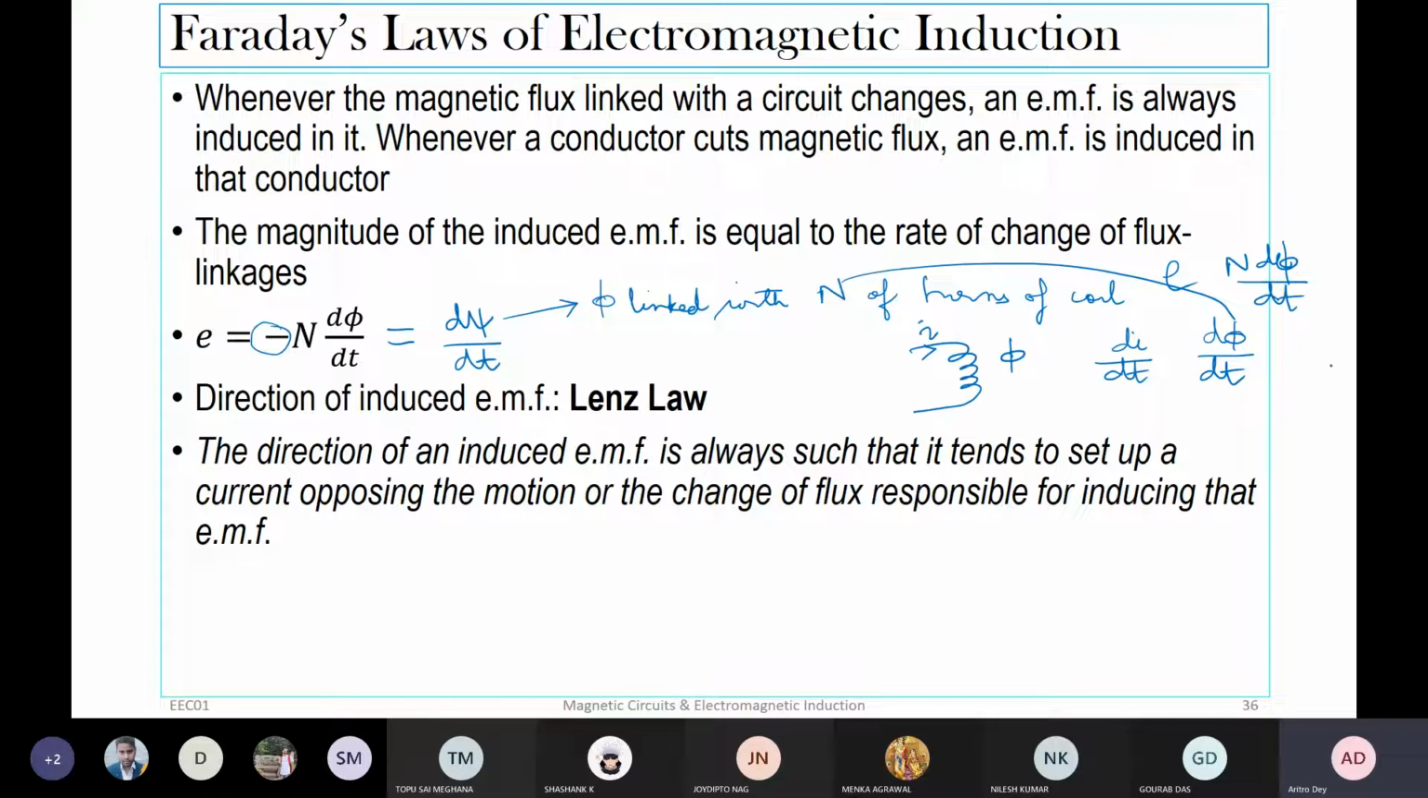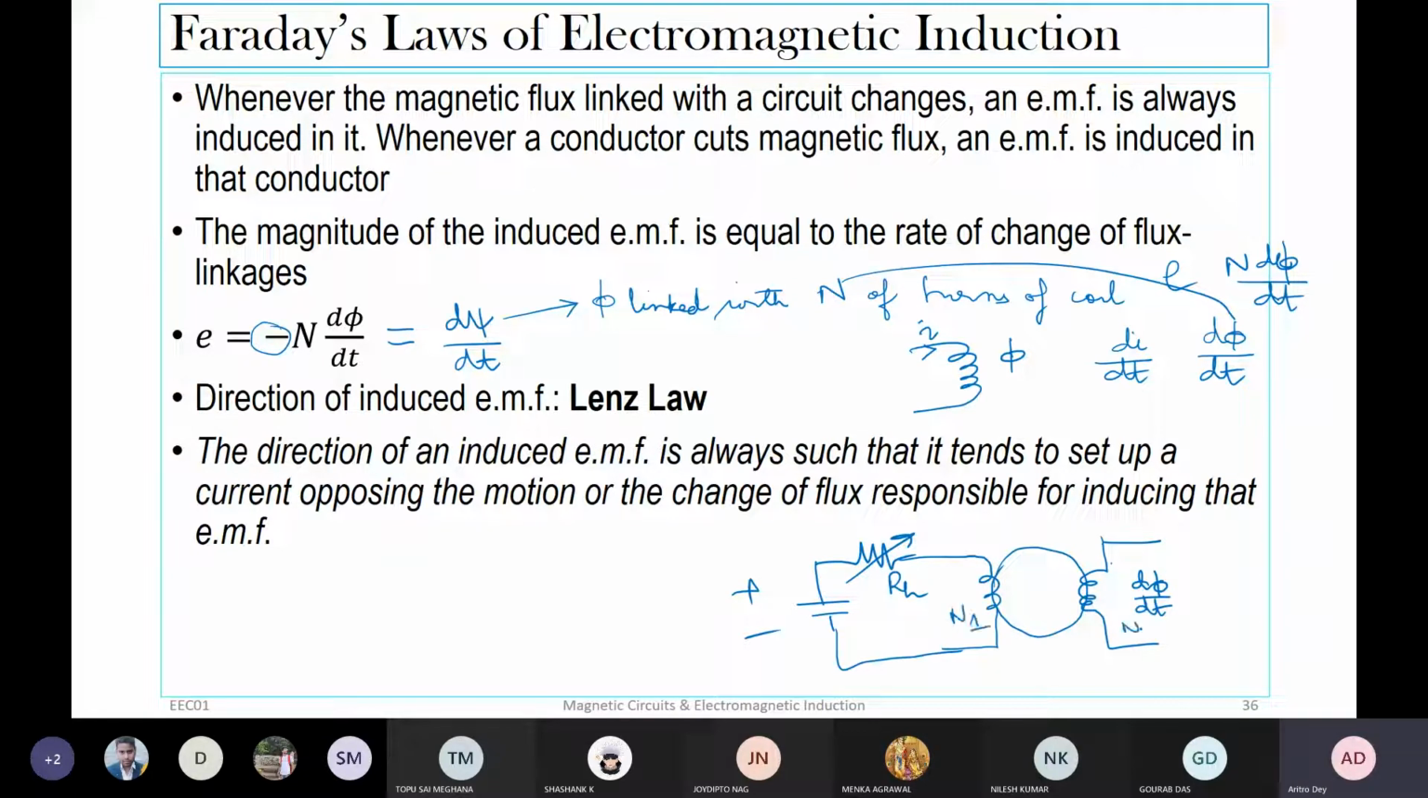will generate an EMF. So the EMF will be developed in such a way that it is trying to oppose its cause, right? Like if we have a coil and a resistor like this, and a battery connected with it, with a rheostat you are changing the current value. And if there is a toroid over that, there is another coil. So flux will be linked with it, there will be d phi dt, and if this is N1, this is N2, then N2 into d phi dt will develop the voltage, say this is equal to E.